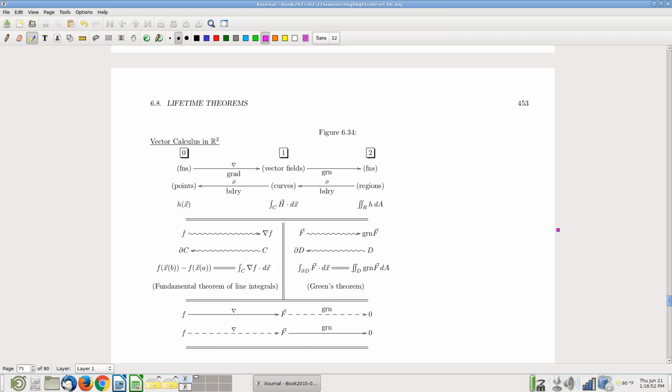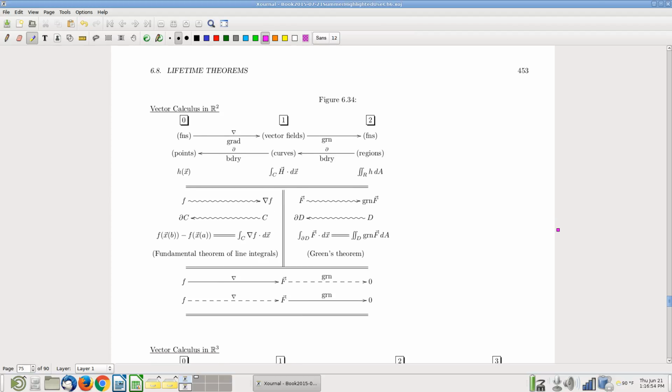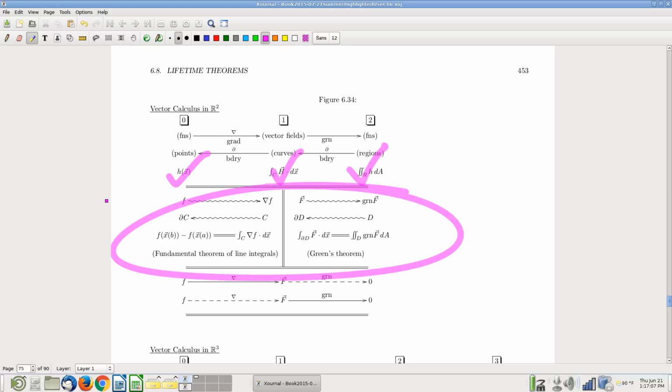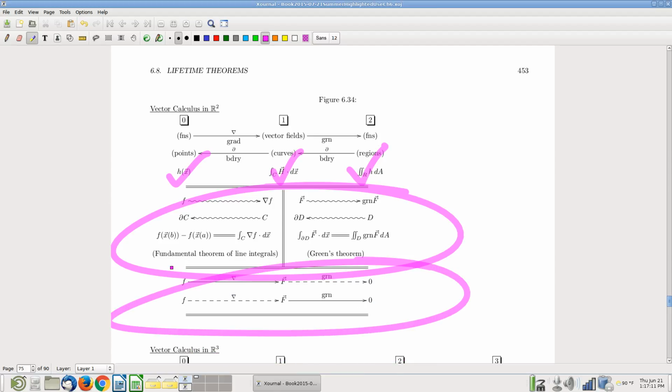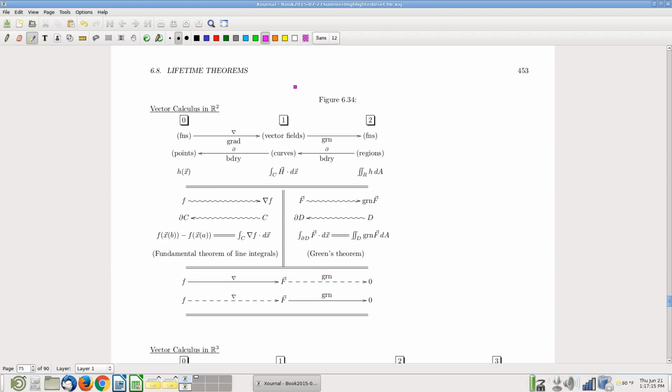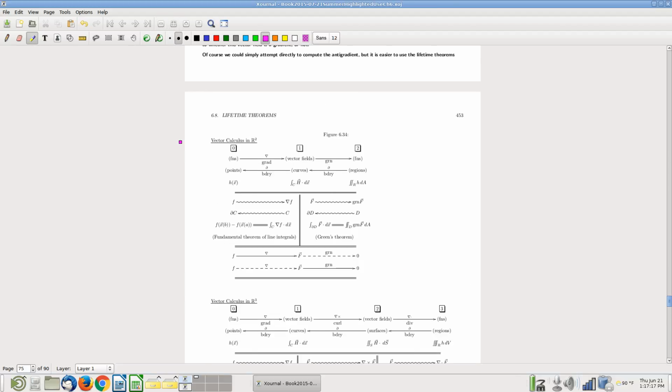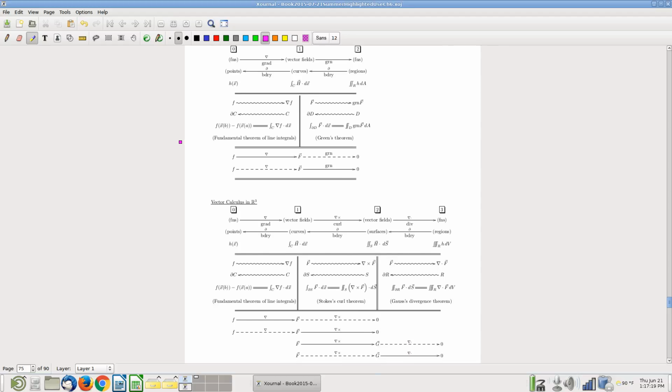Likewise for the R2 diagram, same pattern. You just have to remember that we're talking about Green's operator at that stage, right? You have to make sure that you understand what these evaluations are, and then it's the same patterns and the same lifetime theorems. So I'll bet that you probably already memorized this whole page.